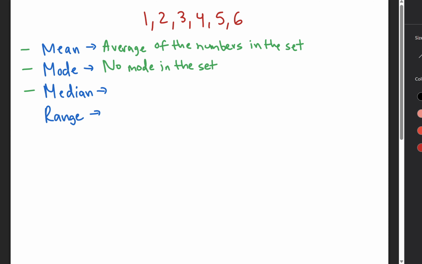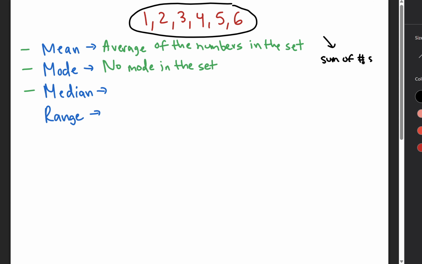So the way you find the mean is by adding, or finding the sum of, all the terms in this set and then dividing by the number of terms. So let me just write that out. Sum of numbers divided by number of numbers. So let's do that here.